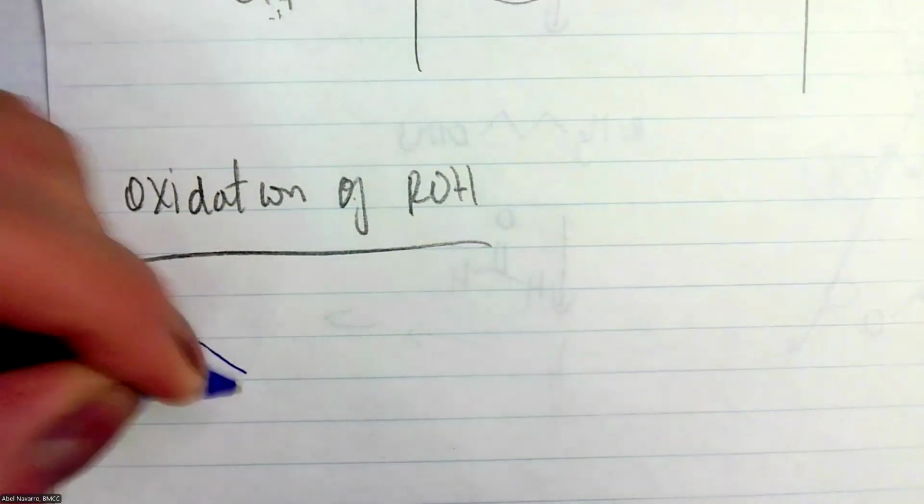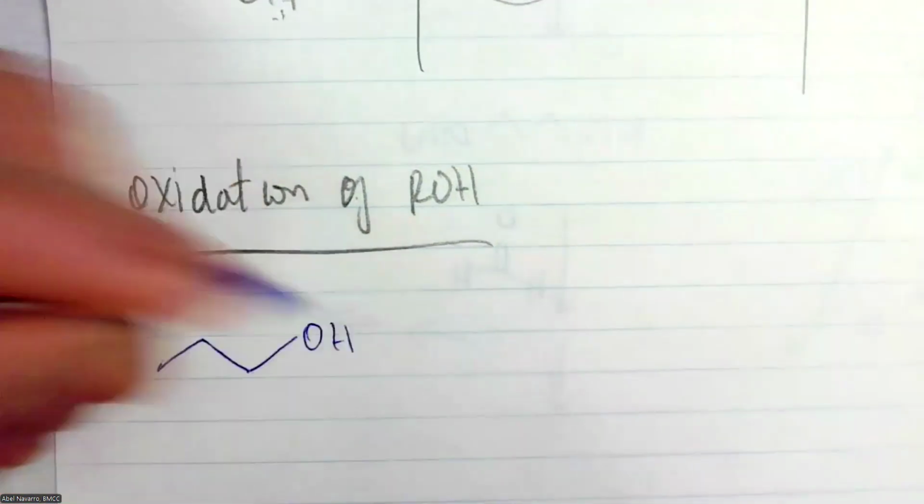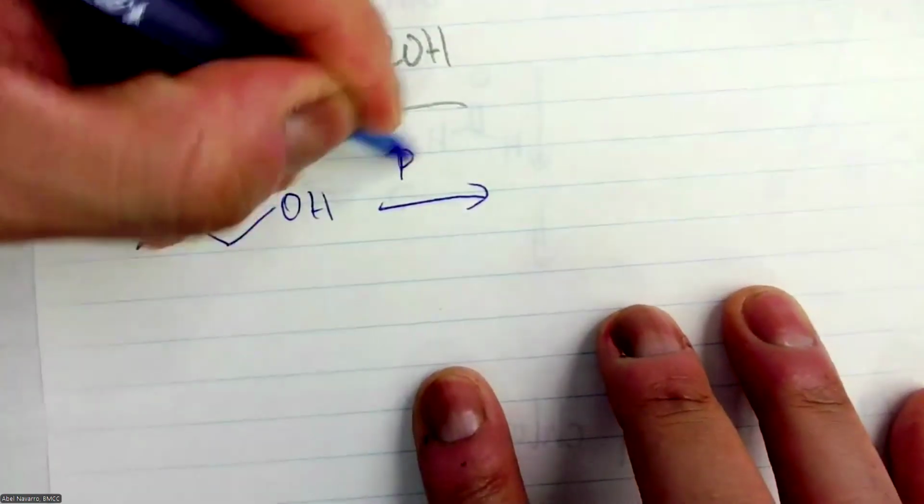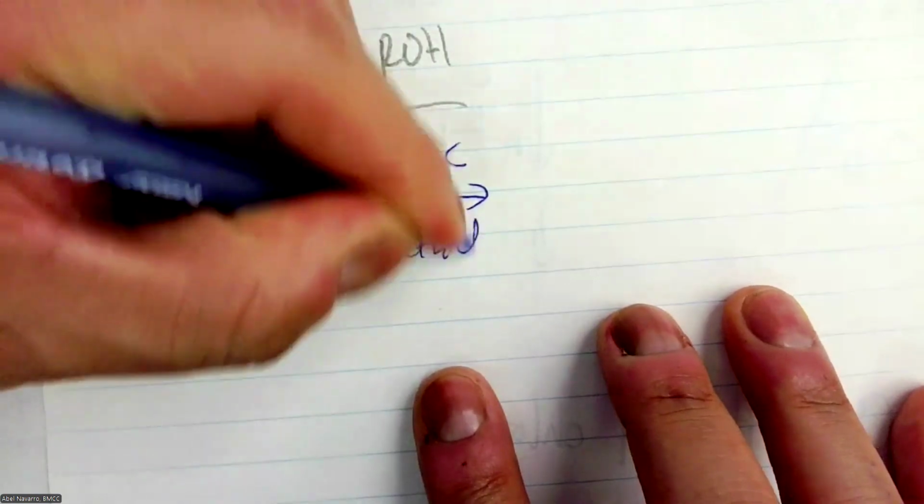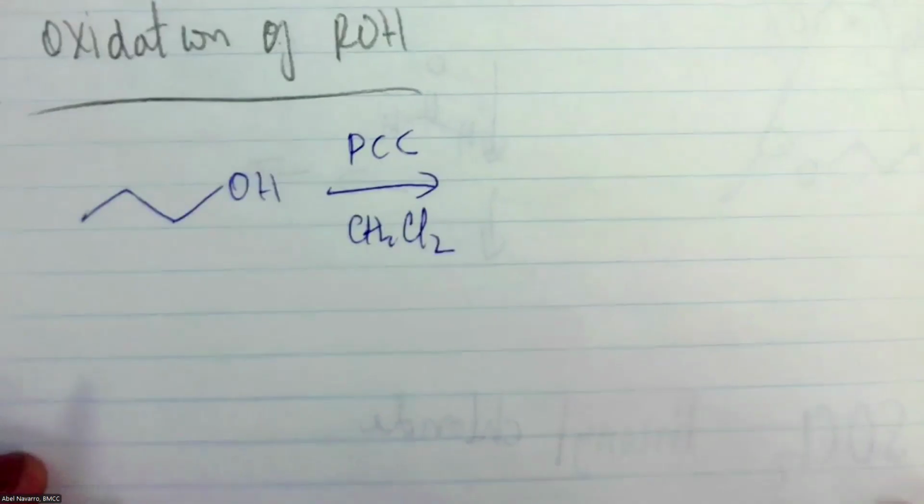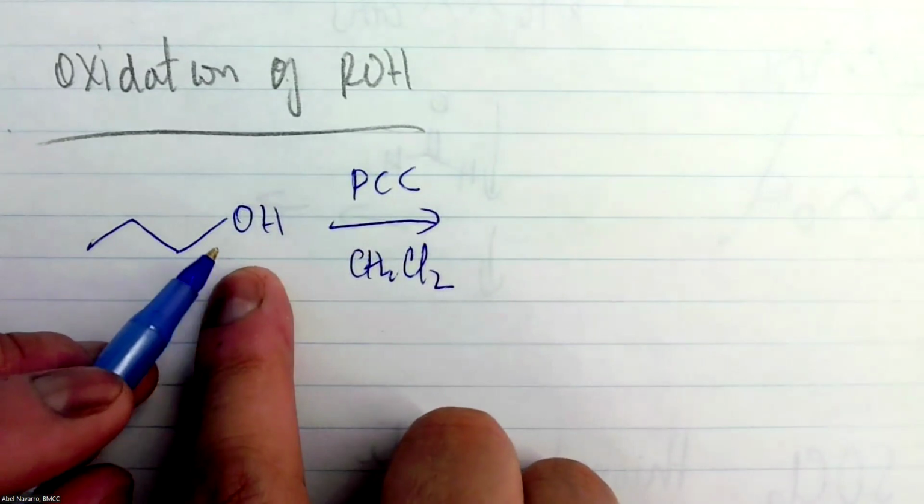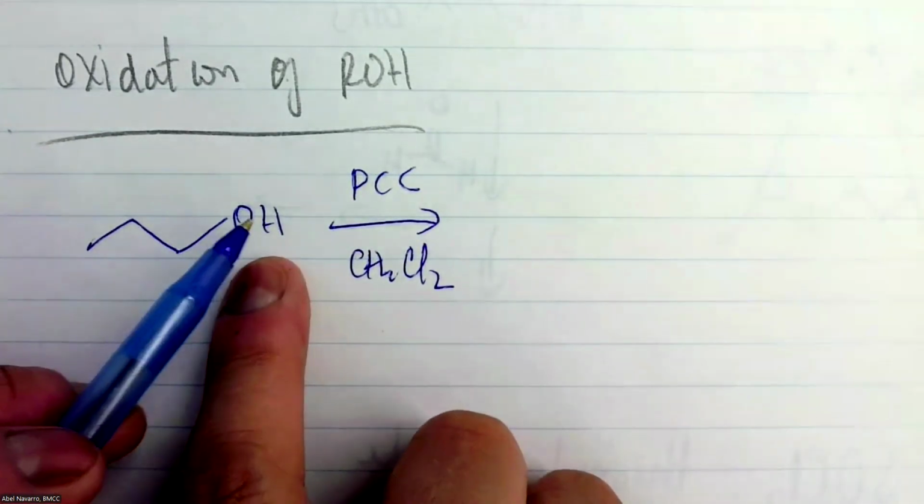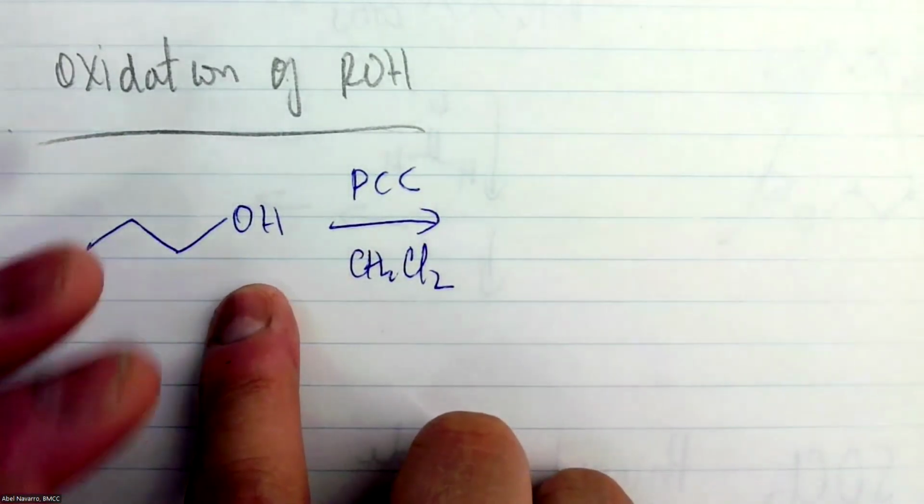Example of oxidation of alcohols. So you will have different alcohols. Let's say you have a primary alcohol, propanol. Primary alcohols in the presence of PCC and dichloromethane. The dichloromethane is just the solvent, okay? So in the case of PCC and dichloromethane, it gives you a partial oxidation. That means that the primary alcohol will be oxidized only to aldehyde.